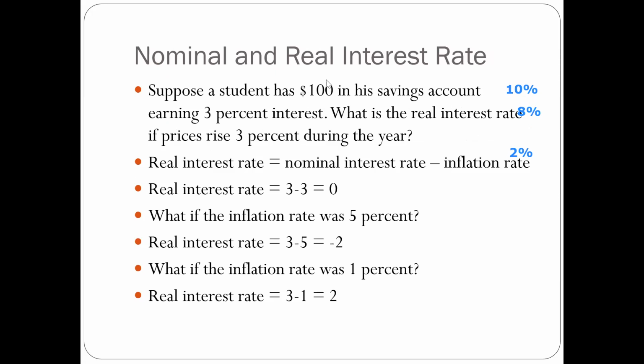This is a numerical example about a student who has $100 in his savings account and earns 3% interest. This is called the nominal interest rate. What he actually gets is not a 3% interest rate, because we have an inflation rate, which means that prices rise by 3% during the year. This means that the real interest rate is equal to the nominal interest rate minus the inflation rate, which is 3 minus 3, equal to 0.